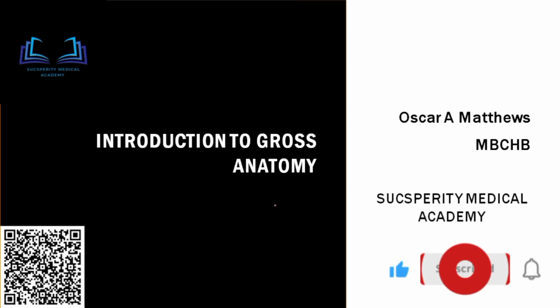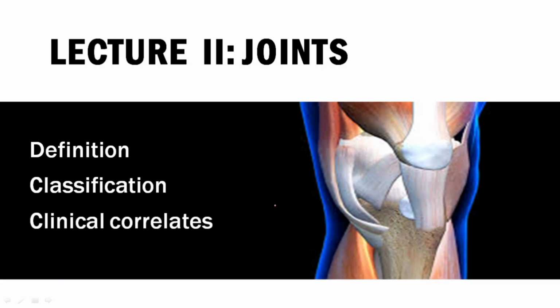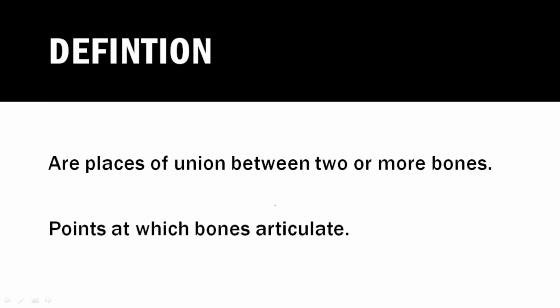This is Suckspirit Medical Academy, and in today's lecture we shall be talking about joints, where we shall look at definition, classification, and clinical correlates. By definition, joints are just places of union between two or more bones. Where two or more bones articulate is called a joint. So these are points at which bones articulate in a simple way.